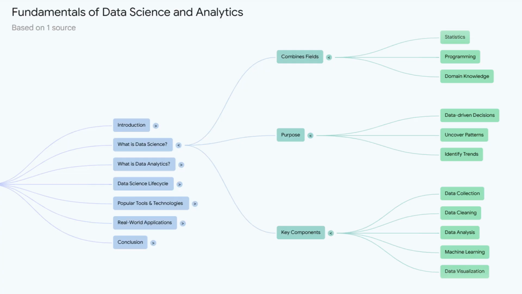Where does the process usually begin? It kicks off with data collection. Step one is just gathering the raw material, from wherever it might be: databases, websites, spreadsheets, sensors, social media. Yeah, anywhere it lives.